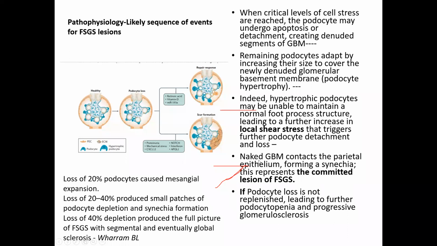Now the glomerular basement membrane is bare, without podocytes, so it comes into contact with the parietal epithelium. This leads to formation of synechiae and finally leads to segmental sclerosis. If podocyte loss is not replenished, it may lead to further podocytopenia and progressive glomerular sclerosis. So this is the basic sequence of events happening before segmental sclerosis.